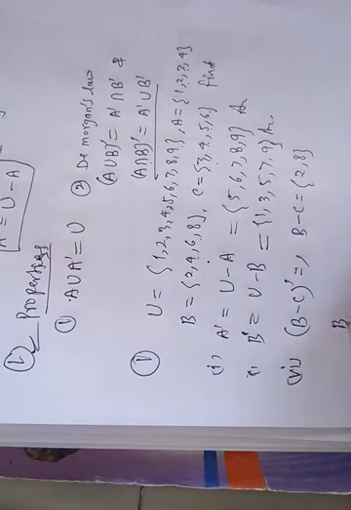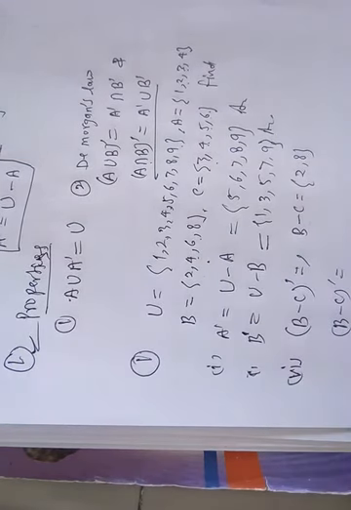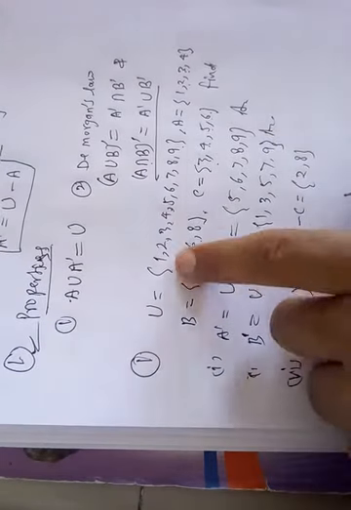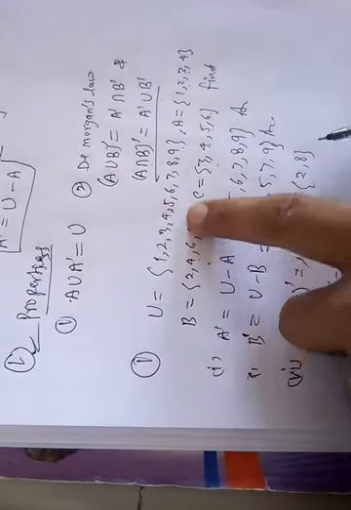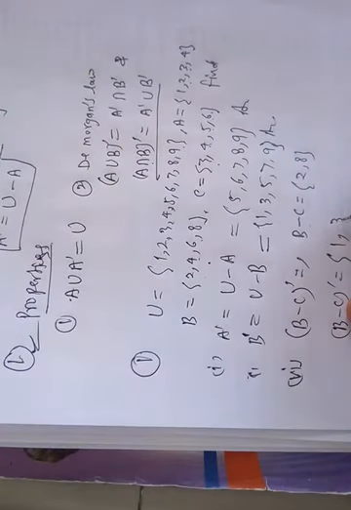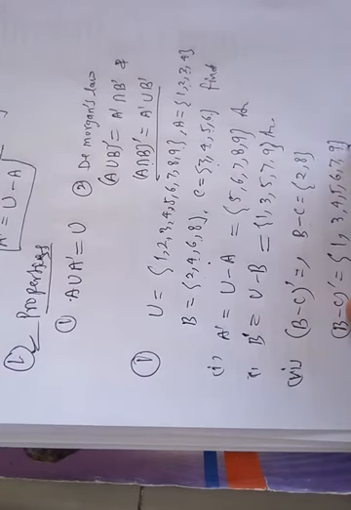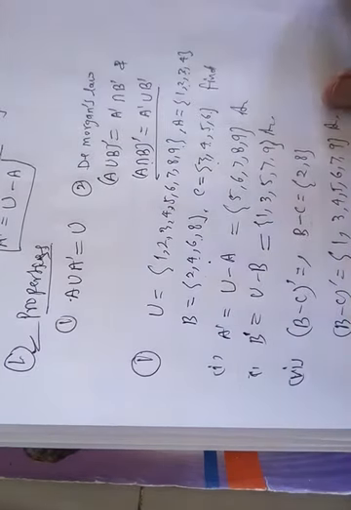And the complement of B minus C: from the universal set, remove 2 and 8. All the remaining elements are 1, 3, 4, 5, 6, 7 and 9. That is your answer.